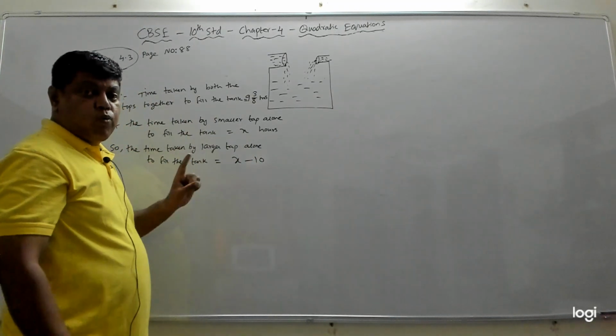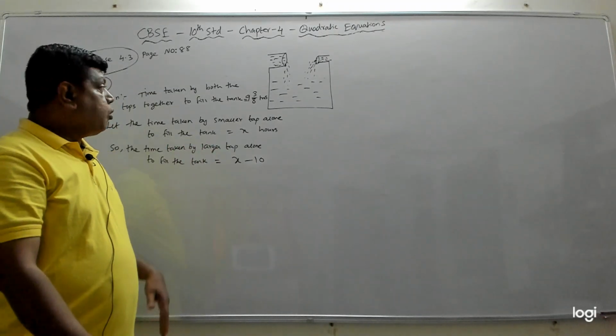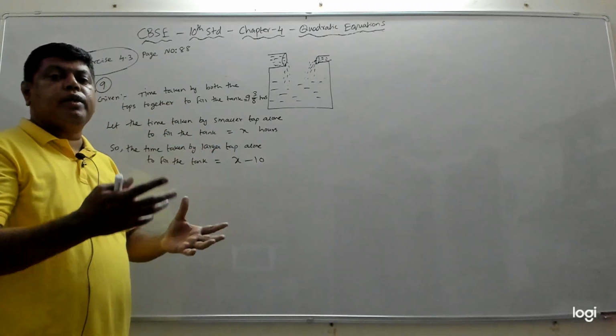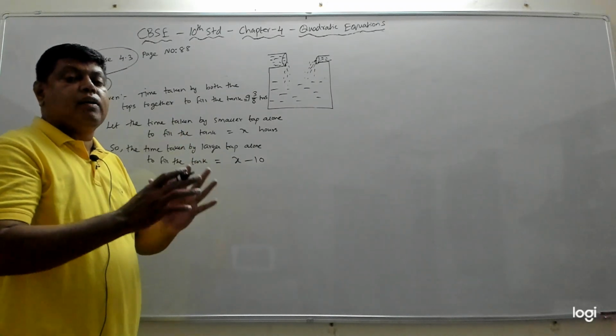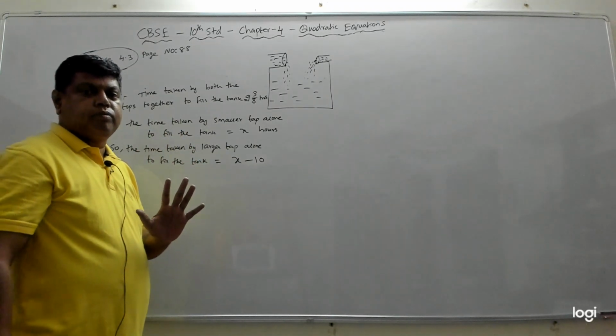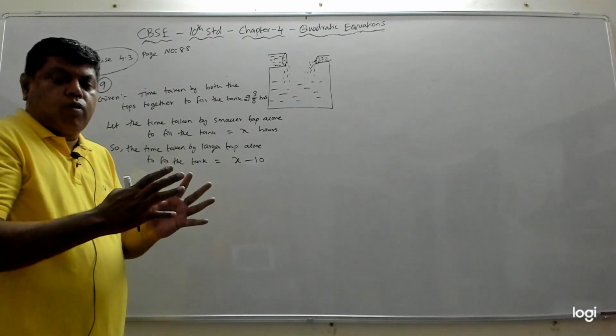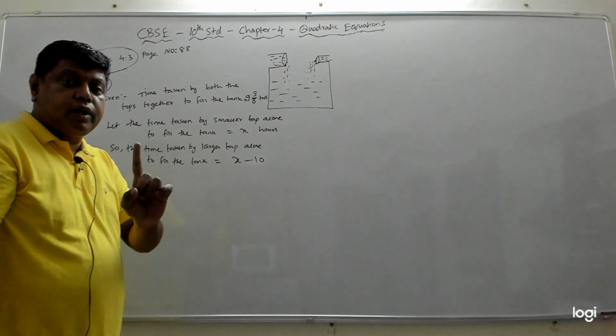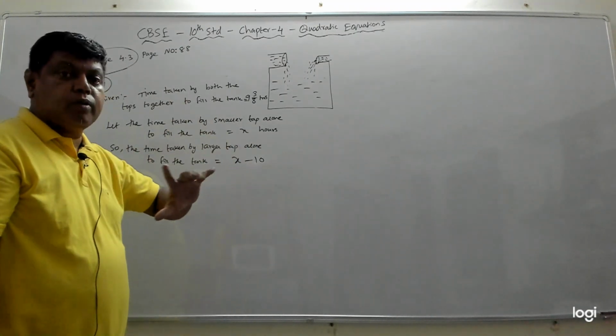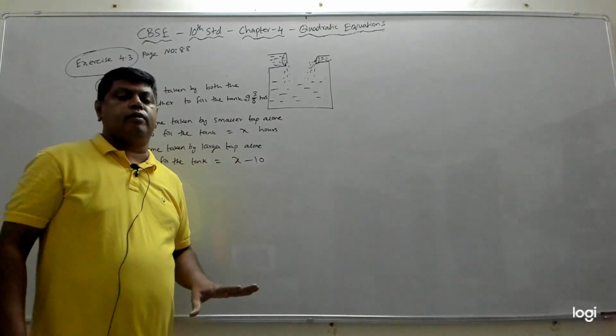Now this is to fill one complete tank. So once we write all this, we should convert everything in terms of how much tank will be filled in 1 hour. We have to find how much part of the tank will be filled in 1 hour. We have to convert the problem in terms of 1 hour. In 1 hour, how much tank will be filled?